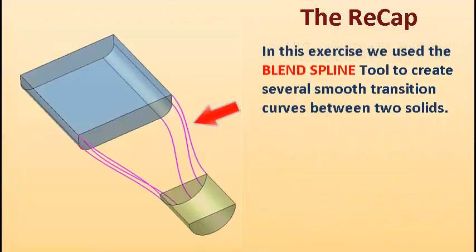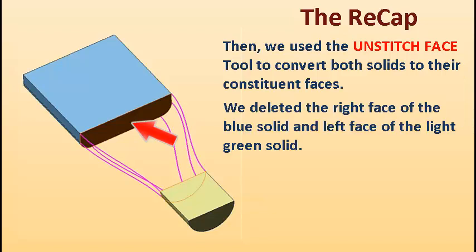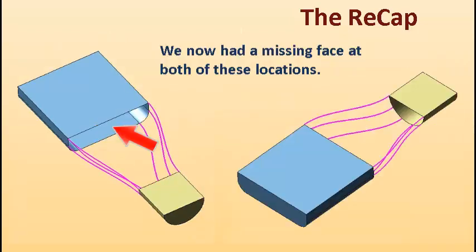So let's recap. In this exercise, we used the Blend Spline tool to create several smooth transition curves between two solids. Then we used the Unstitch Face tool to convert both solids to their constituent faces. We deleted the right face of the blue solid and the left face of the light green solid. And we now had a missing face at each of those locations.